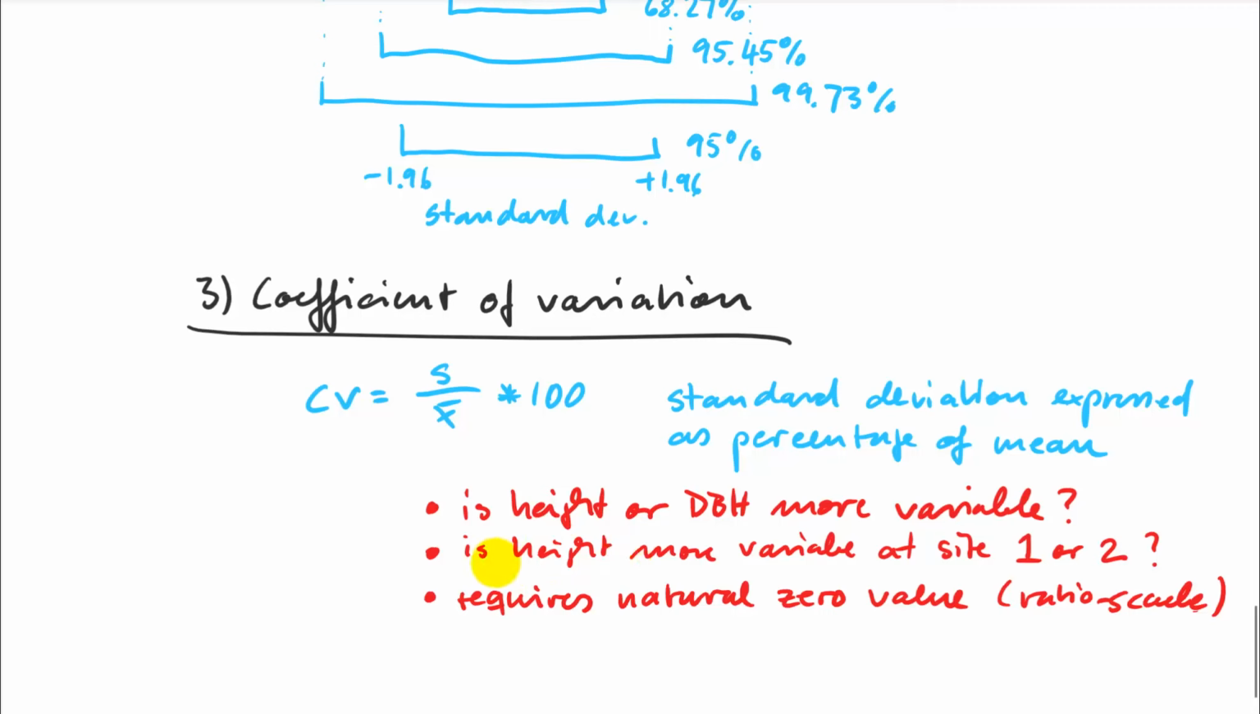Or you may want to say, oh, is my height more variable at site 1 or site 2? If those sites are also different environments or different ages, they may have different heights, and that would drive part of your variation. So by expressing this as a percentage you make them comparable. But important to keep in mind, this requires a natural zero value, so your variables have to be ratio scale. This would not make sense for any arbitrary zero values.